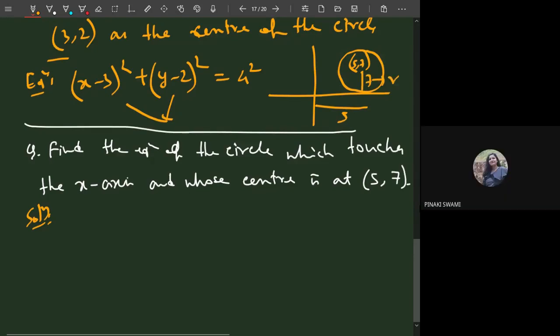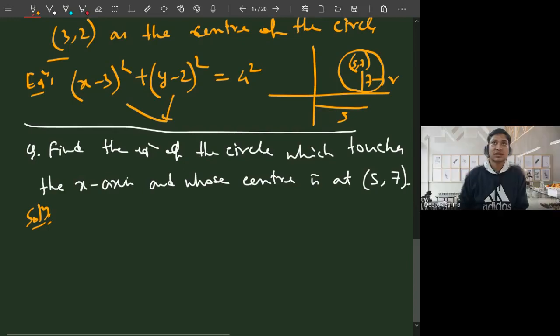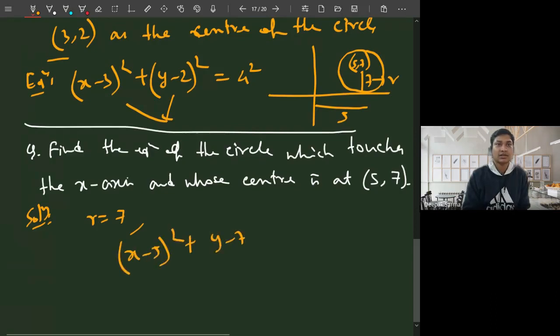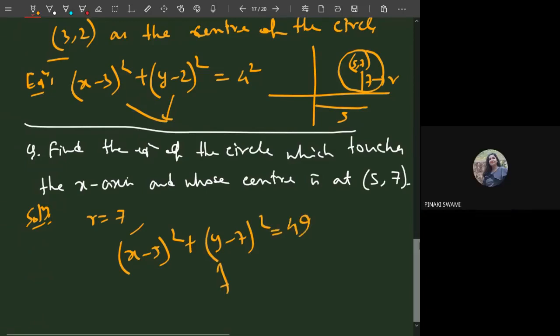If the circle touches the x-axis, then its radius is 7. So you can find the equation of the circle, which is nothing but (x minus 5) whole square plus (y minus 7) whole square equal to 7 square. Is it clear?